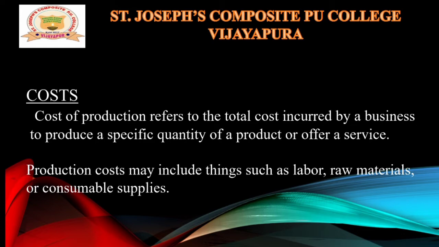Okay, so production cost is what? That means the total cost or the expenditures incurred by the firm to produce the output or the finished goods. Production cost may include things such as labor, raw materials, or consumable supplies. So production cost means the expenditure on labor services, that is labor's wages, raw materials price, and also the consumable supplies. So these all come under the production cost.